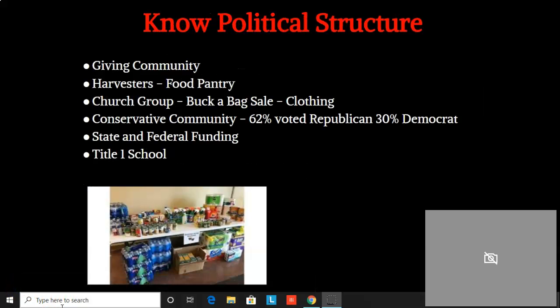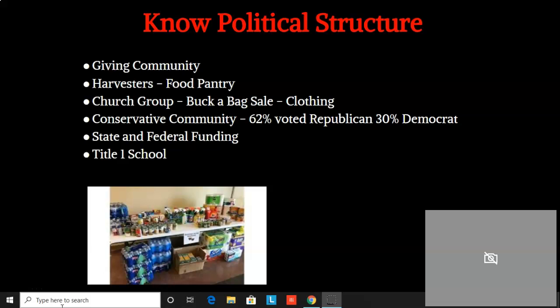Knowing our political structure of our community is important. This is a very giving community. It's not a high income community, but everybody is definitely willing to pitch in and help each other out. We have Harvesters, which is a food pantry. We have church groups that do a buck a bag sale for clothing and school supplies, especially at the change of seasons. It's definitely a conservative community.